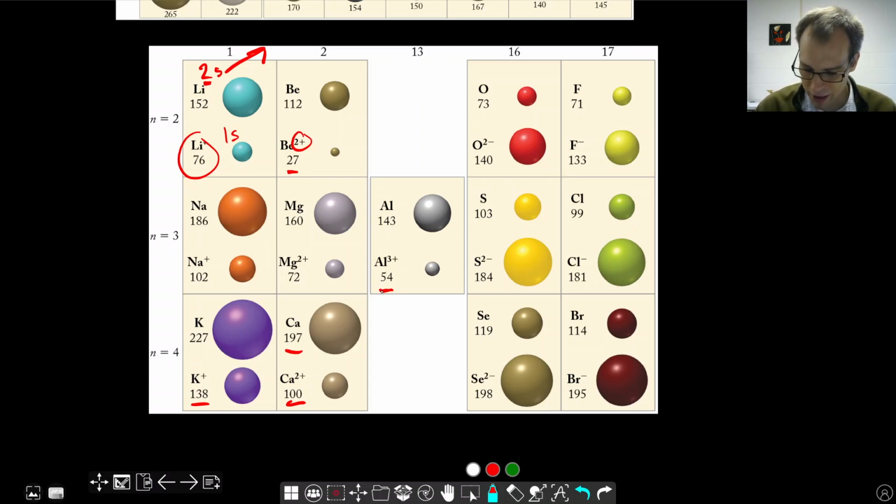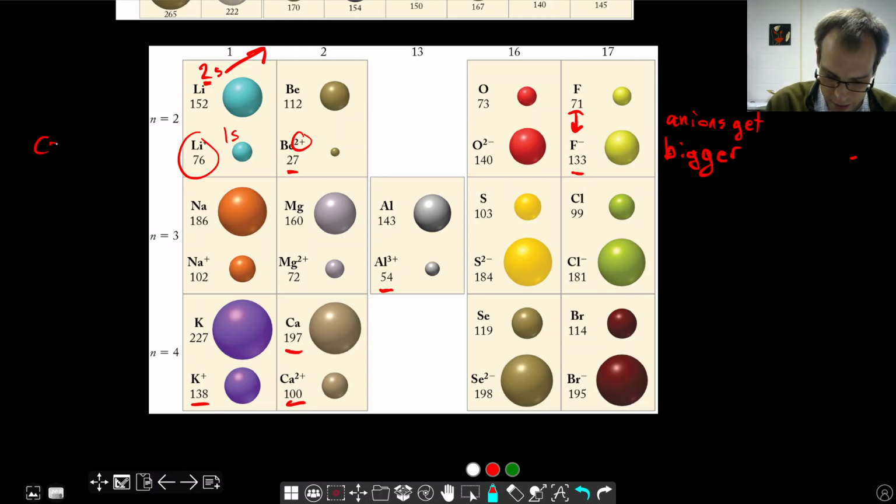Anions, on the other hand, our negative ions, have the opposite effect. Because we're adding electrons in but not changing the nuclear charge at all, here the electron repulsion matters. And so we see an increase as we go from the neutral atom to the ion for anions. These are always bigger, right? Anions get bigger, whereas cations always get smaller.